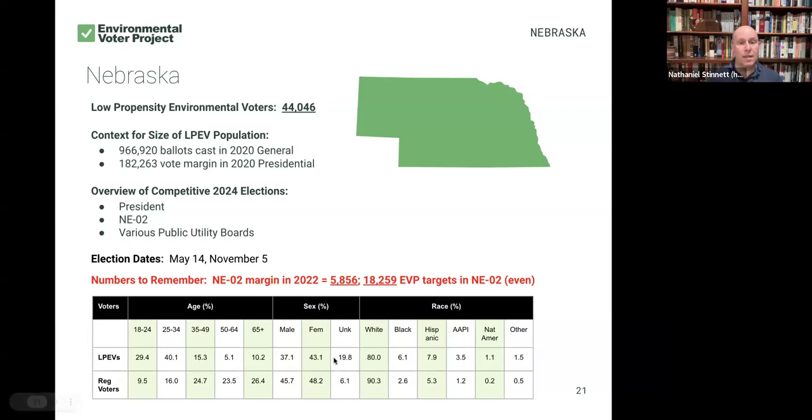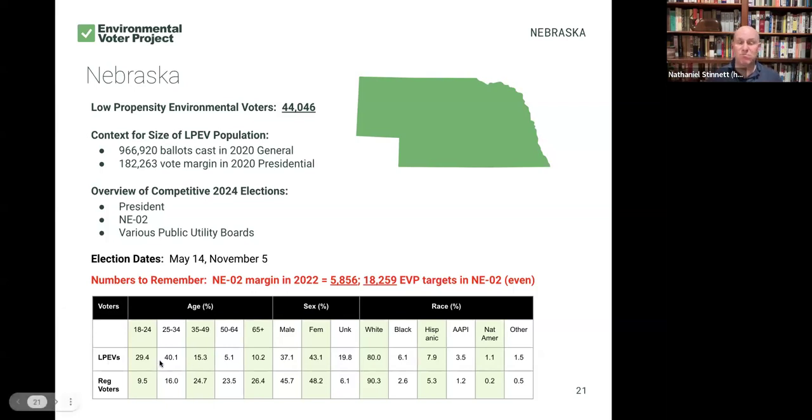Then the row above that, LPEVs, that stands for low propensity environmental voters. These are the voters we are targeting. These registered voters who care deeply about climate and the environment, yet are unlikely to vote this fall without a robust effort to get them to vote. All right. Let's get into who these people are. Who are these low propensity environmental voters? Now that we have a baseline of all registered voters to compare that to.